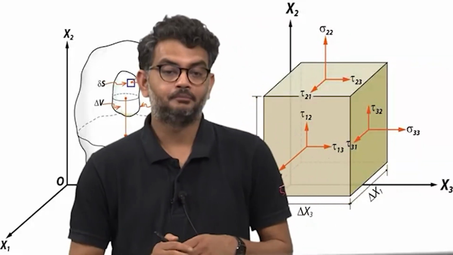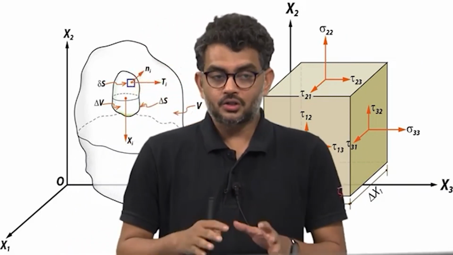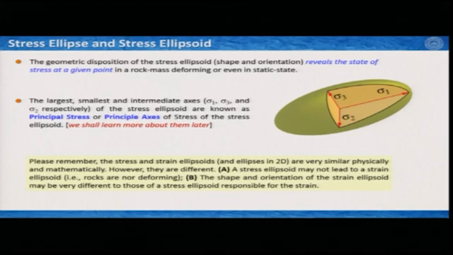But before that, let us get some more ideas about the stress ellipsoid. The geometric disposition of the stress ellipsoid, its shape and orientation, is generally described by the stress ellipsoid, and it reveals the state of the stress at a given point in a rock mass deforming, or even in a static mode. Now, this is something very important that we have just learned.